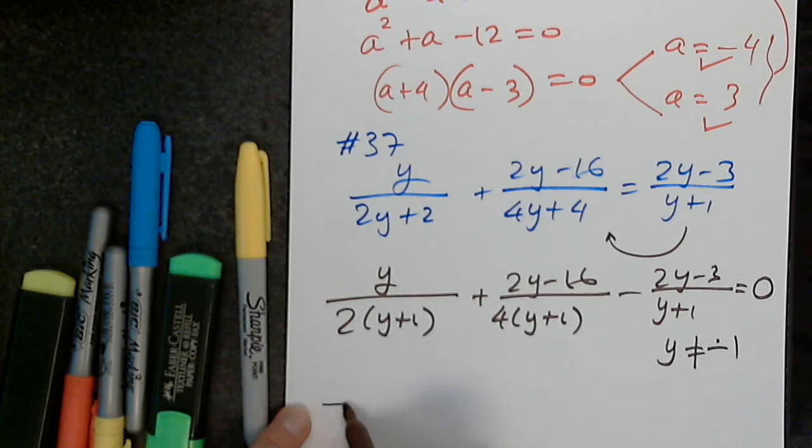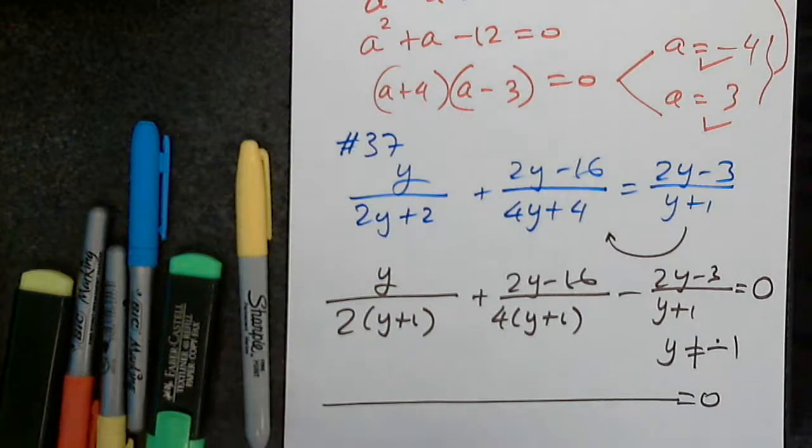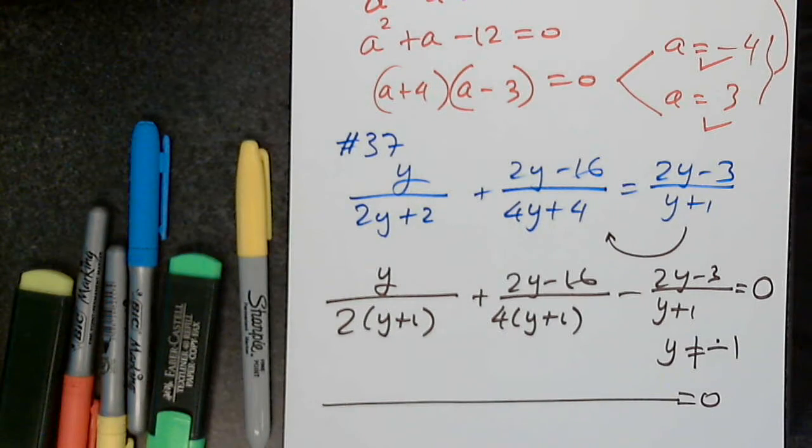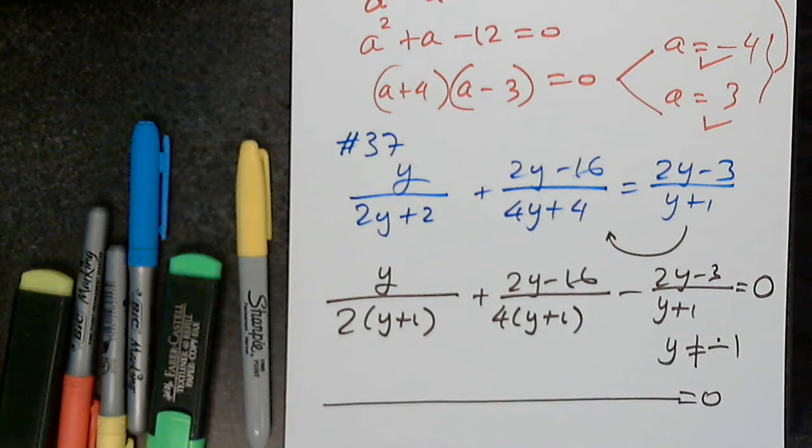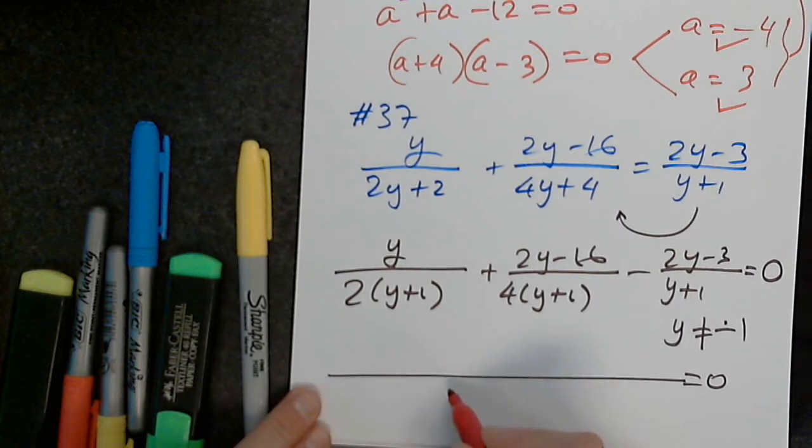Negative 1, indeed. And now you will tell me the least common denominator as we did in the previous section. So I see 2, I see y plus 1, I see 2 squared, which is 4, y plus 1 and y plus 1. So what will be the least common denominator? Yes, perfect. 4 times y plus 1.